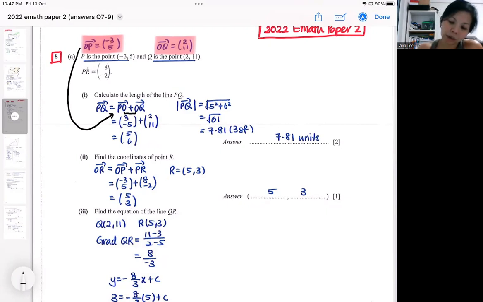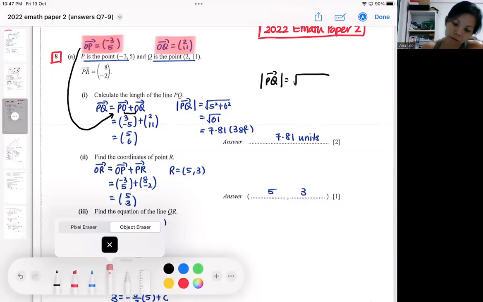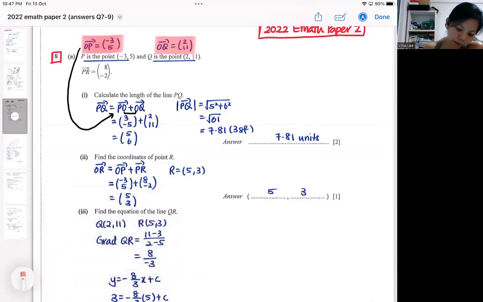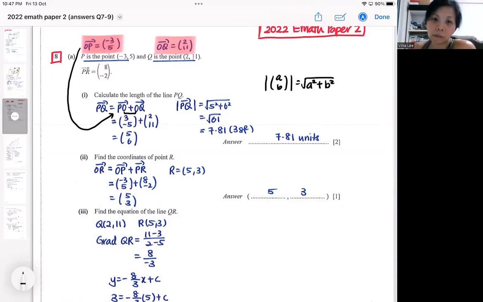This is also another thing that some students will forget. They will forget that there is a magnitude formula. The magnitude formula is essentially just Pythagoras theorem. So once you get the column vector, you just apply the formula. So this is the magnitude formula, and give it to 3SF.